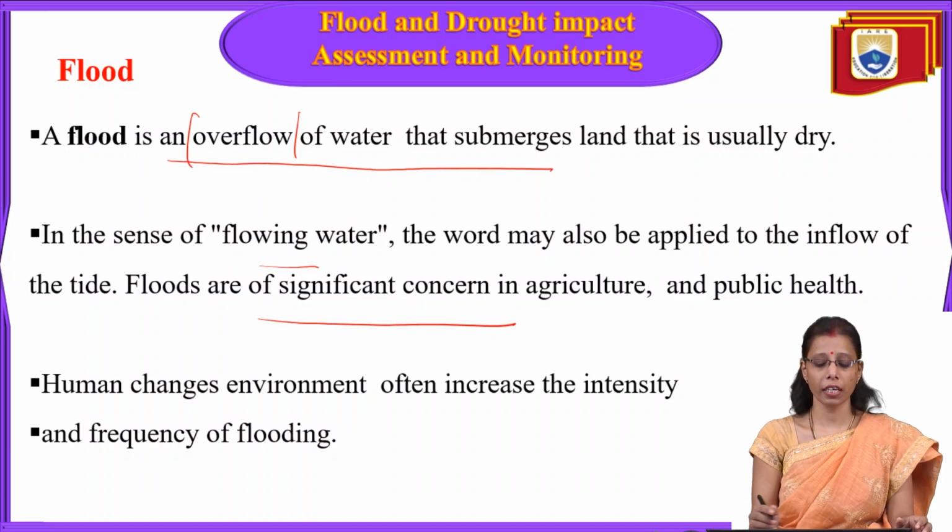How does it affect agriculture? If the water overflows and submerges the areas wherever crops are grown, the crops can be damaged. Crops which don't need much water, like the wheat crop, will be totally damaged by the overflow of water or the presence of water in such areas. And it also affects public health.